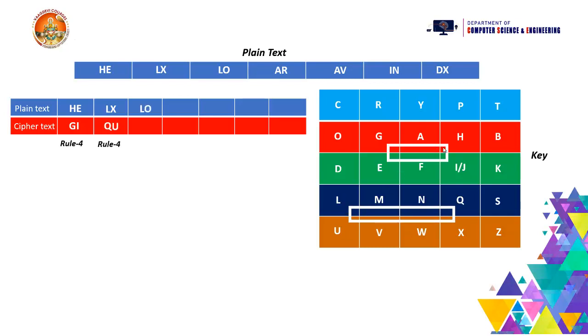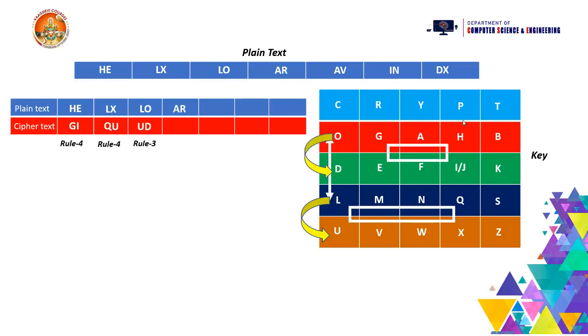the next pair, LO. Verify L and O in the key sequence. L is here, O is here. So both are in the same column. That's why we are applying rule 3. If both letters are in the same column, we have to replace those letters with the immediate below character. So L is going to be replaced with U and O is going to be replaced with D.